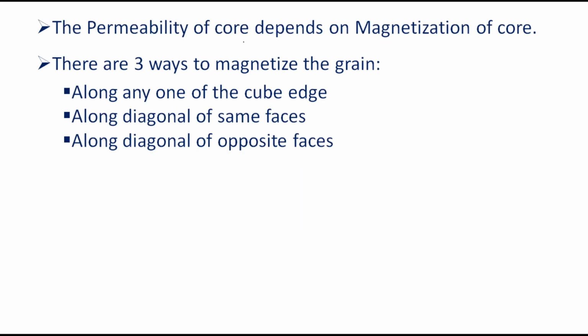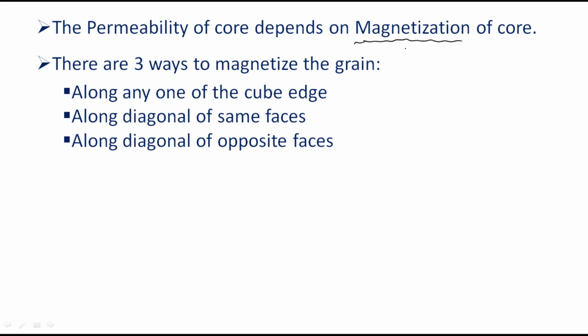so the permeability of core depends on magnetization of core. So why we need this magnetization? If the magnetization is absent, obviously the magnetic domains are present randomly in some segment of core. So in order to get some alignment with respect to each and every domain, obviously we have to provide some magnetization, in order to get the required flux.